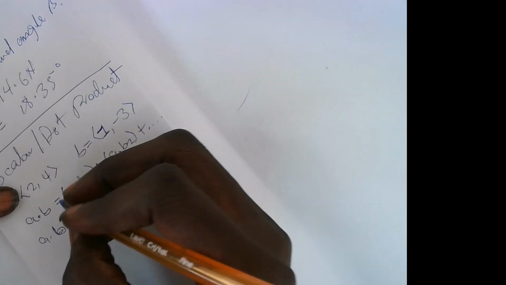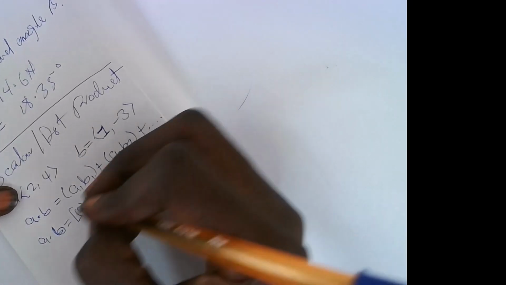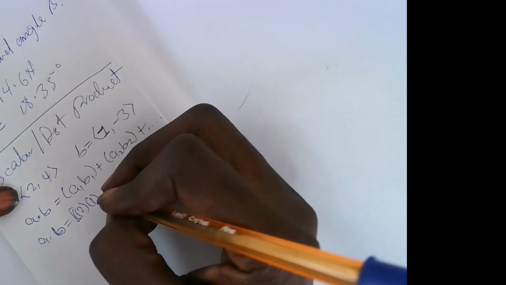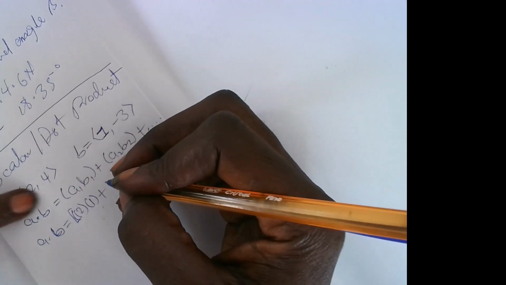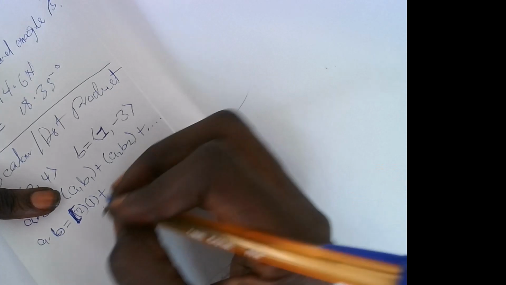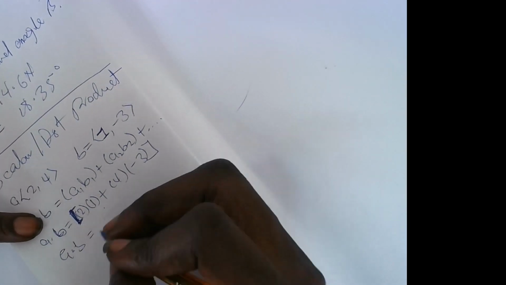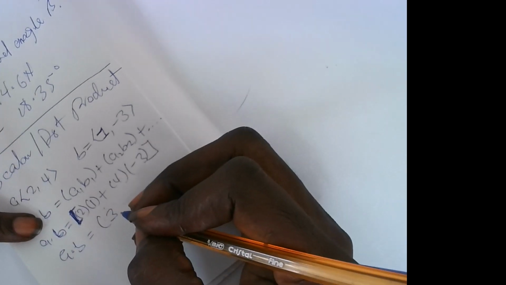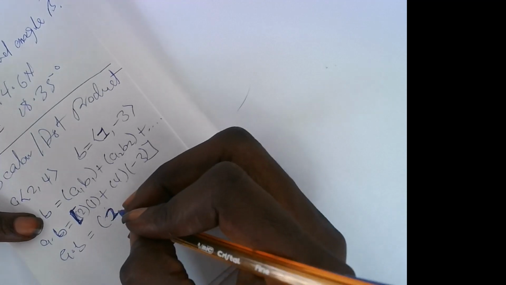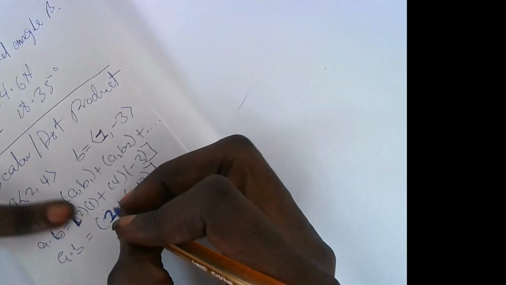So in our particular case here, A dot B is equal to 2 into 1 plus the next one, which is 4 into minus 3. So A dot B will be equal to 2 plus minus 12. Okay, let me just make it like this.